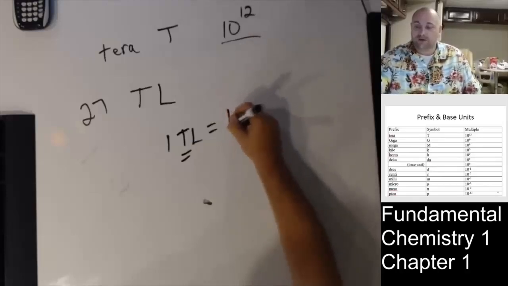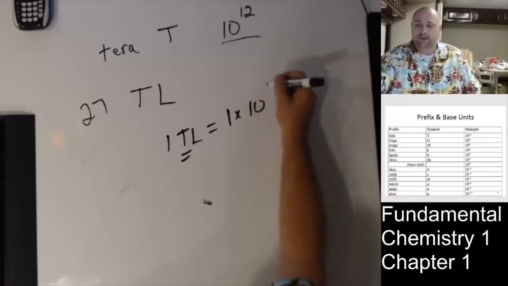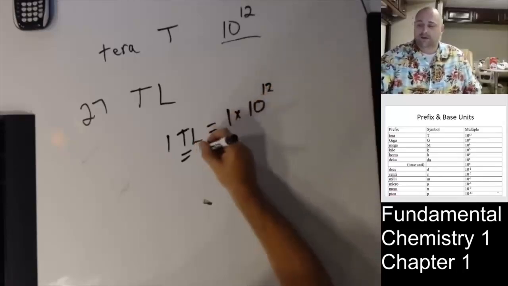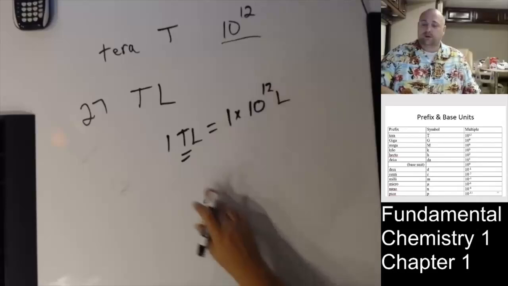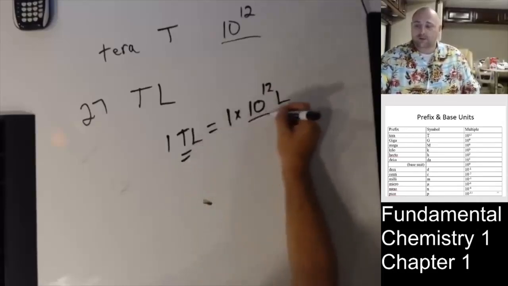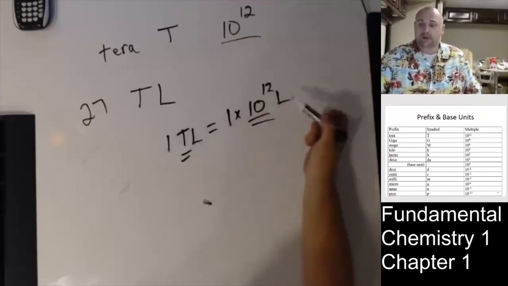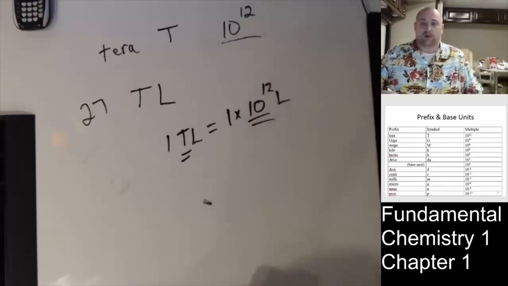And so the 1 is still going to be here. We just usually don't write it. And I'm going to have 10 to the 12. And then this L just gets carried over here. So 1 teraliter is 10 to the 12 liters. Right? All I did was directly substitute in off of that table. I took in that 10 to the 12 and brought it down.